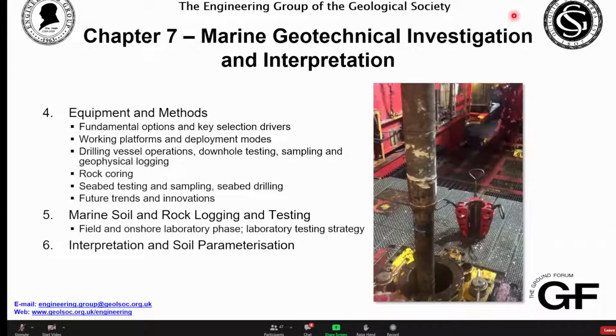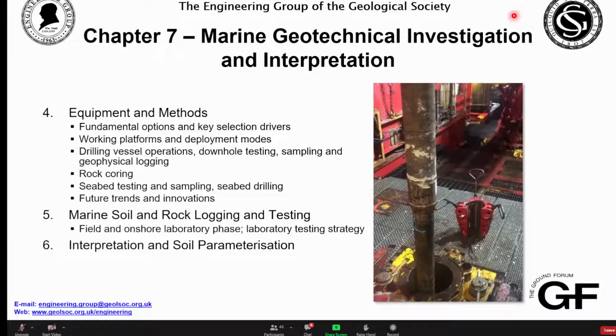So the real guts of this chapter are going to be in the equipment and methods. So this is, why would you select different tools? What sort of platforms are used and how might you deploy, and can you deploy different tools? So similar to Martin's chapter, this will talk about operations offshore from drilling vessels or vessels of opportunity, or indeed other platforms. The sorts of work that you might do via downhole testing or via different methods.